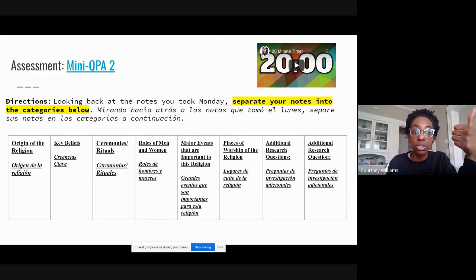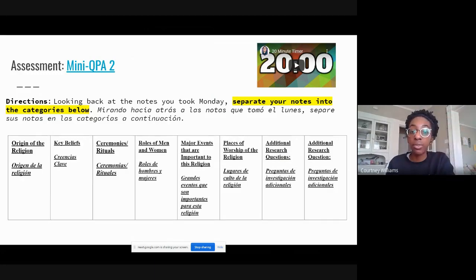We have origin of the religion. Origin just means where it began, where it started. 2, key beliefs. So what are the key beliefs or the belief system of your religion? 3, ceremonies and rituals. What are they? What do they look like? What is entailed in a ceremony or ritual of your religion? 4, roles of men and women. Men and women might play different roles or different parts within that religion. 5, major events that are important to this religion. Maybe there was a major or a big event that happened in that religion that's really important to that religion.